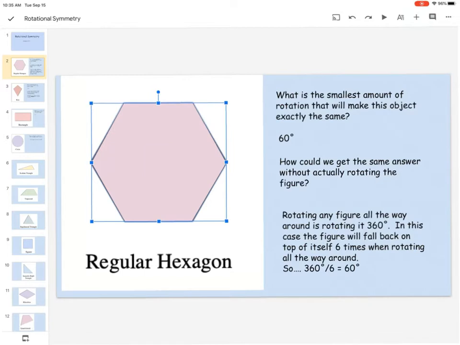Another way of figuring this out, other than actually rotating it and figuring out how many degrees you're turning it, is by looking at the fact that it's a regular figure. Any regular figure means that the lengths of the sides are the same and all the measures of the angles are the same. Whenever you have a regular figure, all you need to do is take 360 degrees, because that's how long it takes you to go all the way around, and then divide it by the number of sides. So in this case, that's 60. But that's only true if it's a regular figure. If it's not a regular figure, in other words, if all the sides aren't the same length and the angles aren't the same measure, then that does not work.